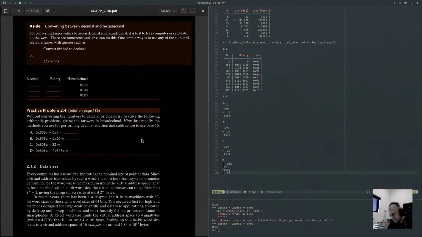In recent years, there has been a widespread shift from machines with 32-bit word sizes to those with a word size of 64 bits. This occurred first for high-end machines designed for large-scale scientific and database applications, followed by desktop and laptop machines, and most recently for the processors found in smartphones. A 32-bit word size limits the virtual address space to 4 gigabytes. That is just over 4 times 10 to the 9 bytes. Scaling up to 64-bit word size leads to a virtual address space of 16 exabytes, or around 1.84 times 10 to the 19 bytes.